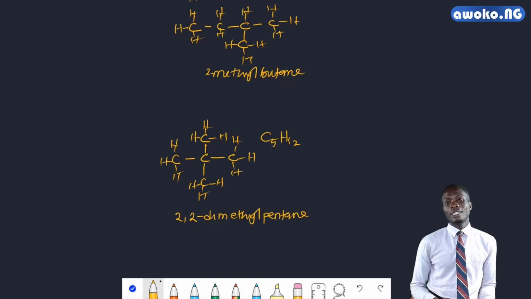So pentane as a structure has 3 isomers. It has 3 isomers. So they are different. There are 3 different ways you can configure pentane to have different structures of that same molecular formula.